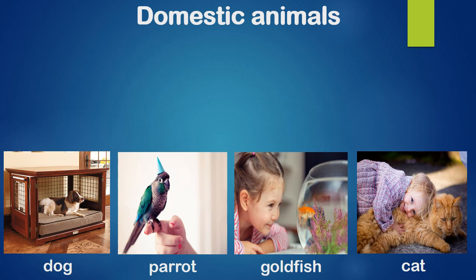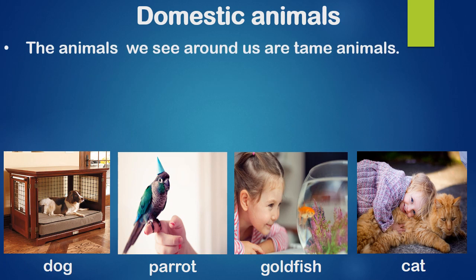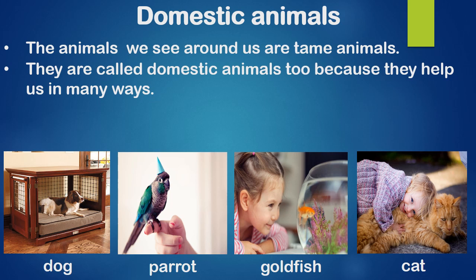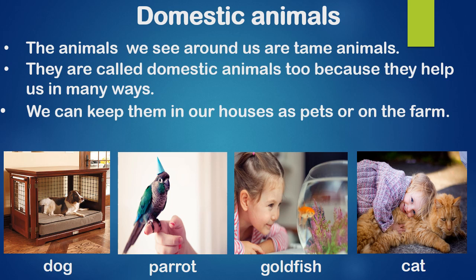Dear students, then comes domestic animals. The animals we see around us are tame animals. Tame animals means those animals which are not afraid of people and they are used to living with us. They are called domestic animals too because they help us in many ways. We can keep them in our houses as pets or on the farm.